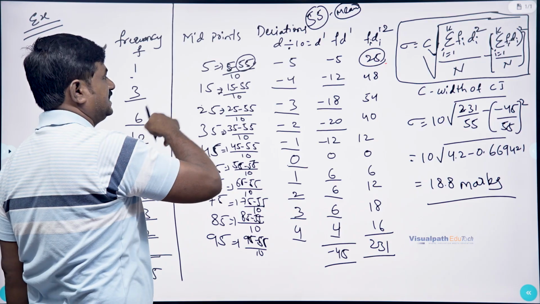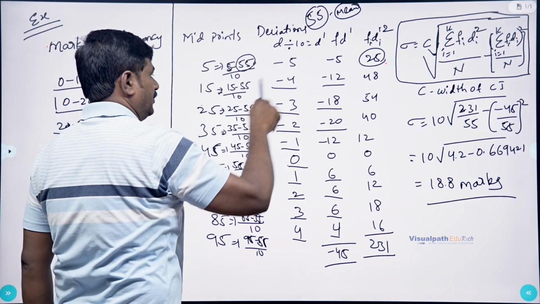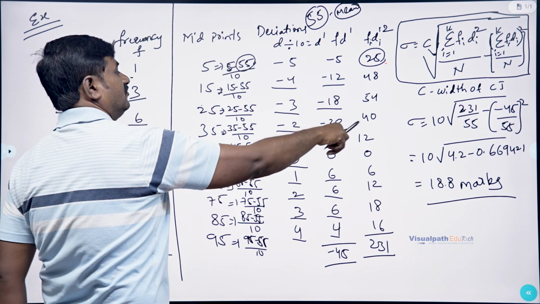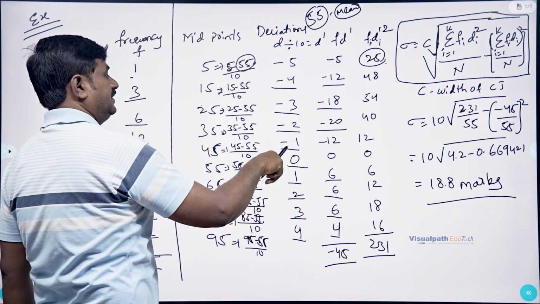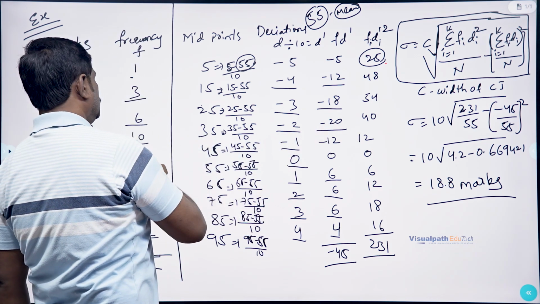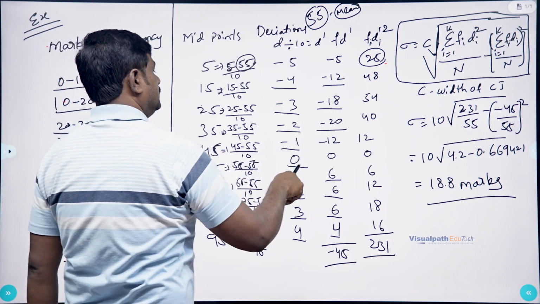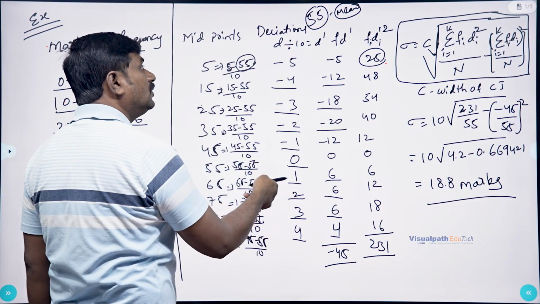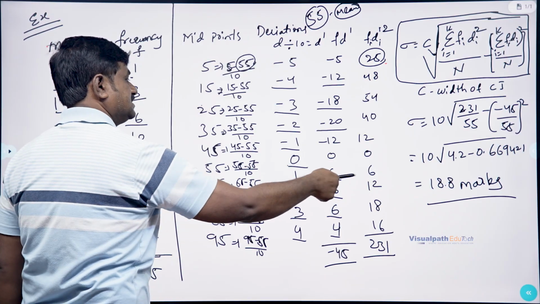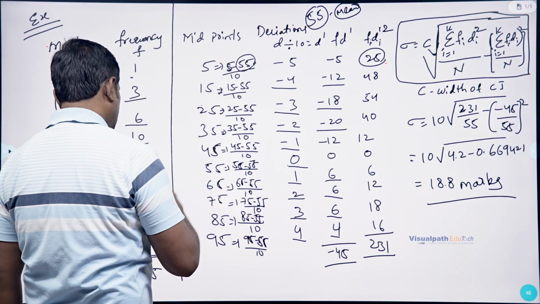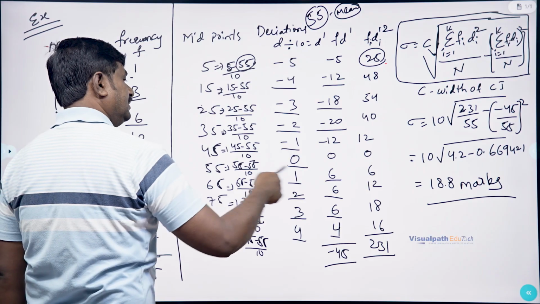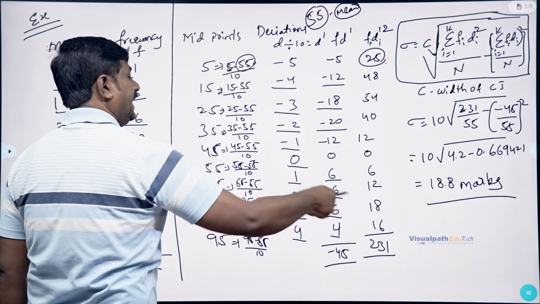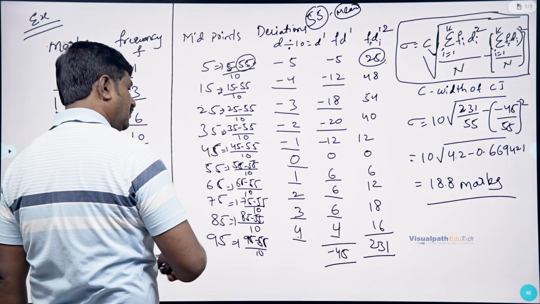9 into 6 is 54. Next minus 2 square, 4 into 10 is 40. Minus 1 square is 1, into 12 is 12. Then 0 remains 0. Then 1 square into 6 is 6. 2 square is 4, into 3 is 12. Then 3 square, 9 into 2 is 18. Then 4 square, 16 into 1 is 16.